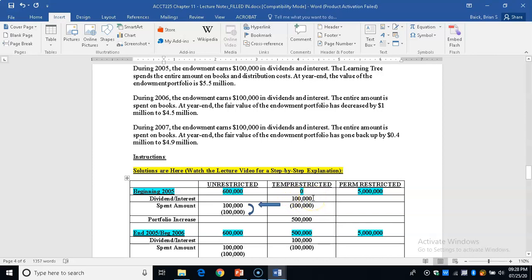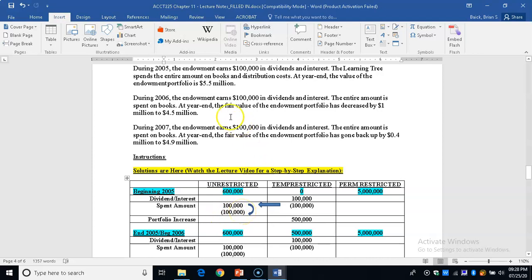Then it says you spend the money. So if you spend $100,000 in the temporarily restricted category, you have to, it says negative $100,000. You have to move the money out. It goes into unrestricted right here, and then it gets spent down here.